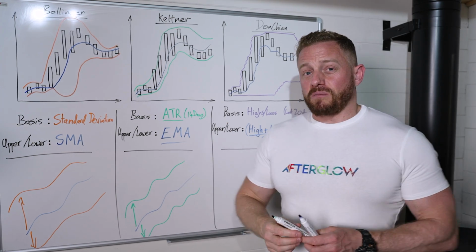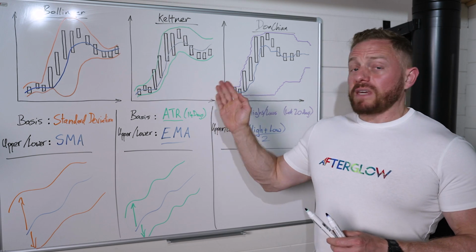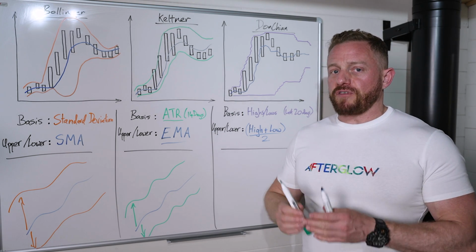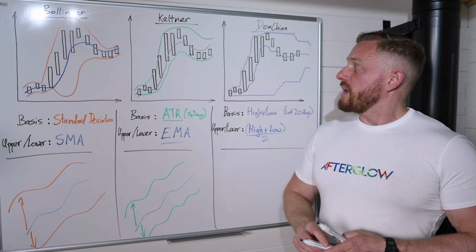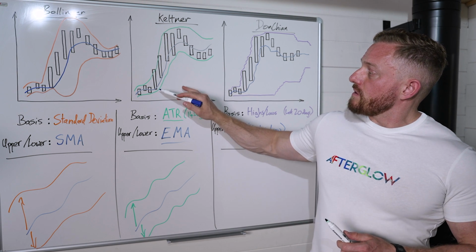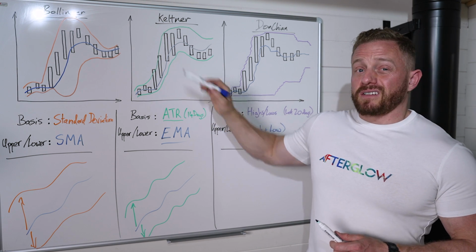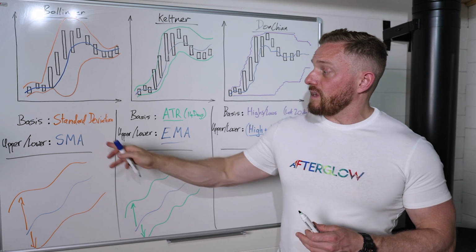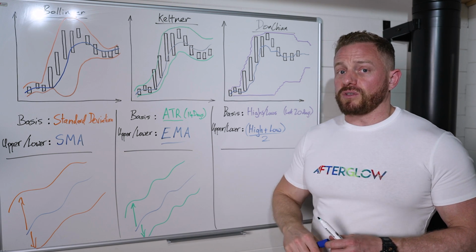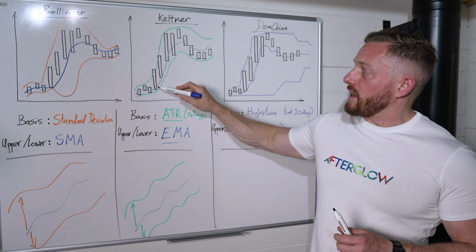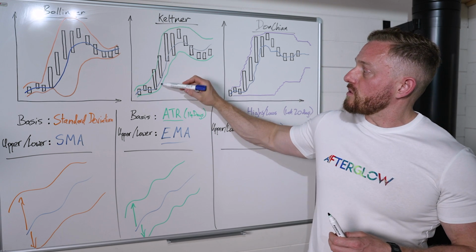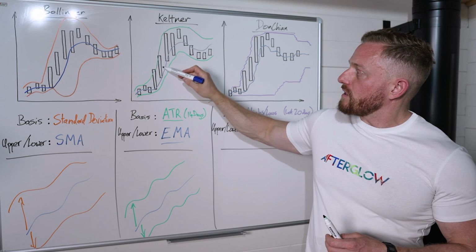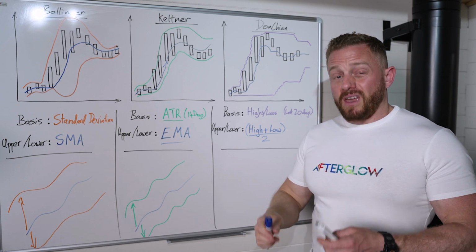Now, why is this important? Well, the Keltner bands behave differently because we're using these different inputs. And the first point is that the EMA line is more reactive than the SMA line with the Bollingers, because the EMA is weighted more to the recent price action, so reacts to that trend and spikes up more quickly.